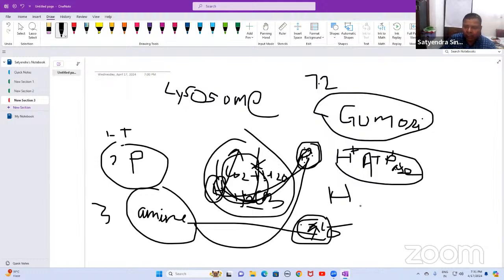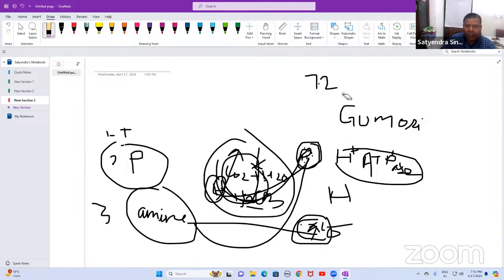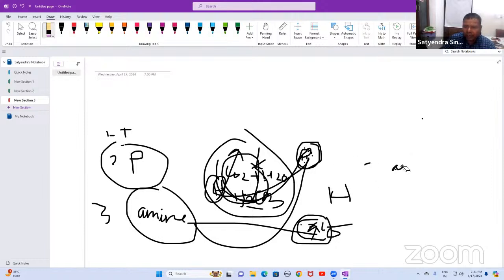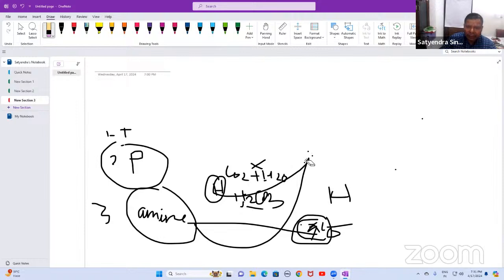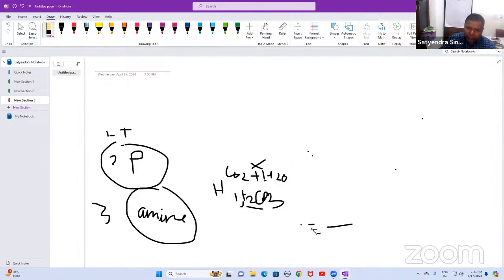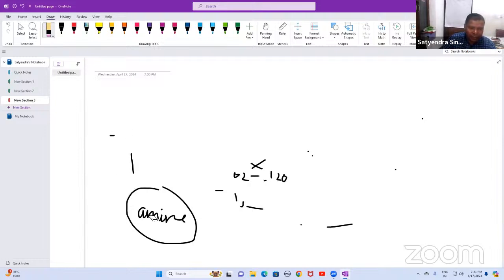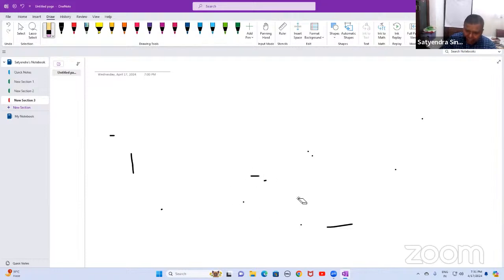Now we have to focus on polymorphism in the lysosome. What is polymorphism? It means the lysosome exists in more than one form. Basically, there is a physiological existence of the lysosome from its occurrence to its final maturity. The lysosome exists in four or more forms.